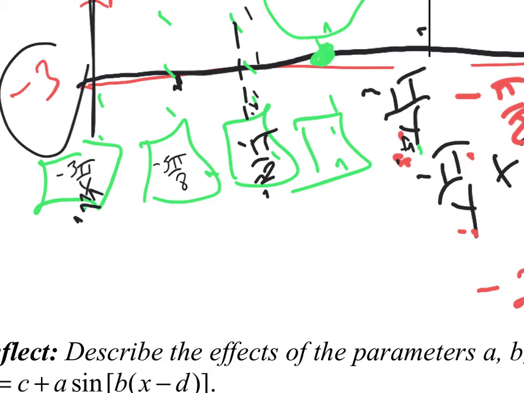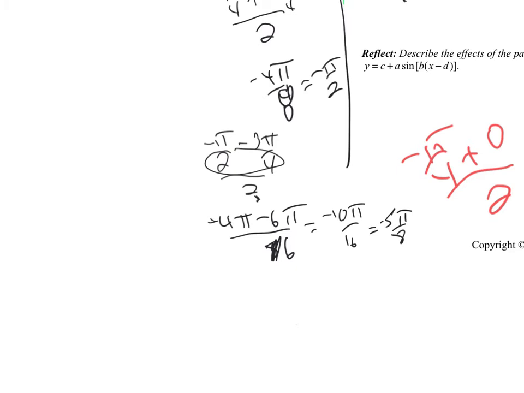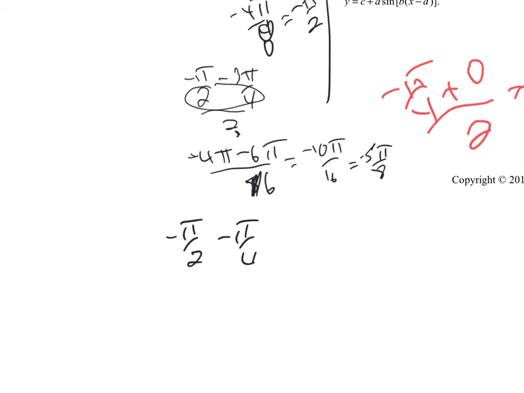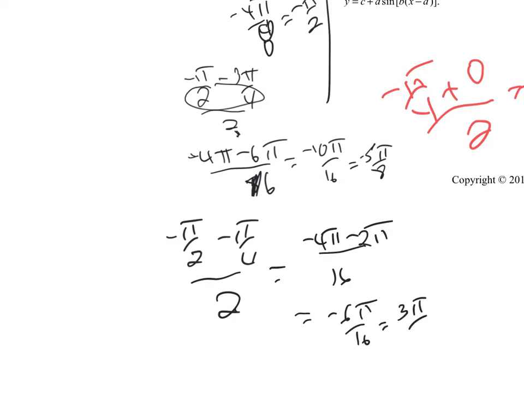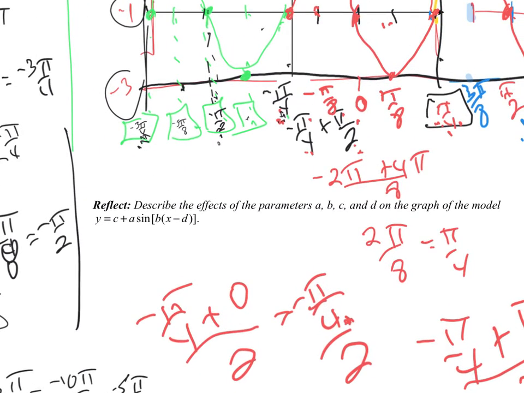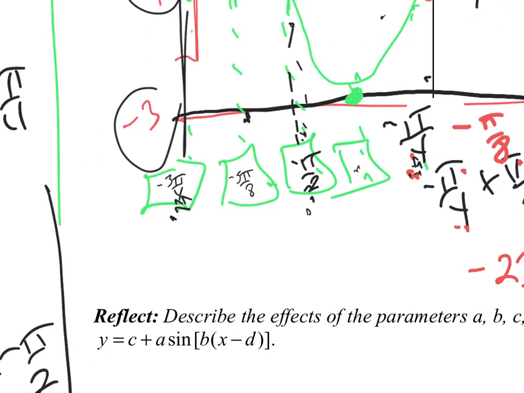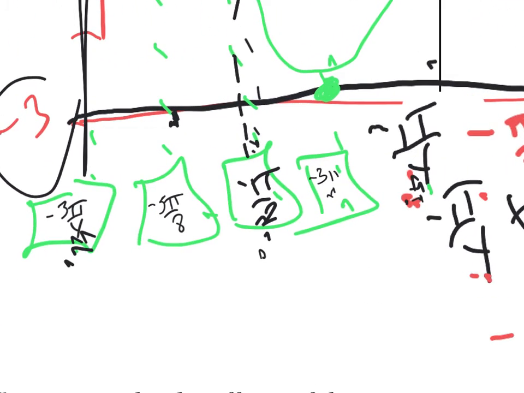One more and I'm home free. Between the negative pi over 2 and the negative pi over 4 will give me this middle number. Here it goes. Negative pi over 2, negative pi over 4. I'm adding up two negative numbers and dividing by 2. Since they're both negative, that's going to be negative 4 pi minus 2 pi over 8, which is really over 16. Negative 6 pi over 16, negative 3 pi over 8. That's the last one, negative 3 pi over 8.